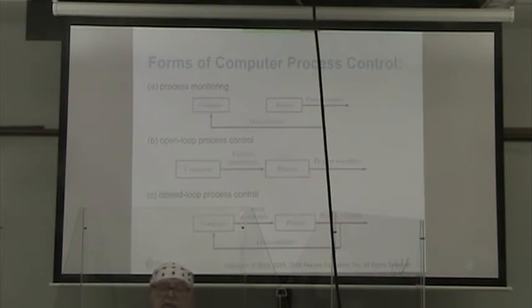In a closed loop process control, the computer gives control commands to the process. The process variables are measured, and then that is fed back to the computer. It may be just data collection, or it may also be that the computer is correcting as we go.